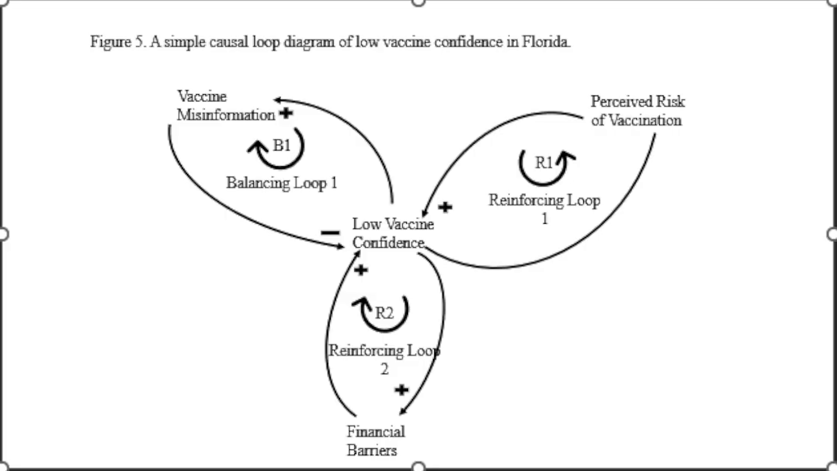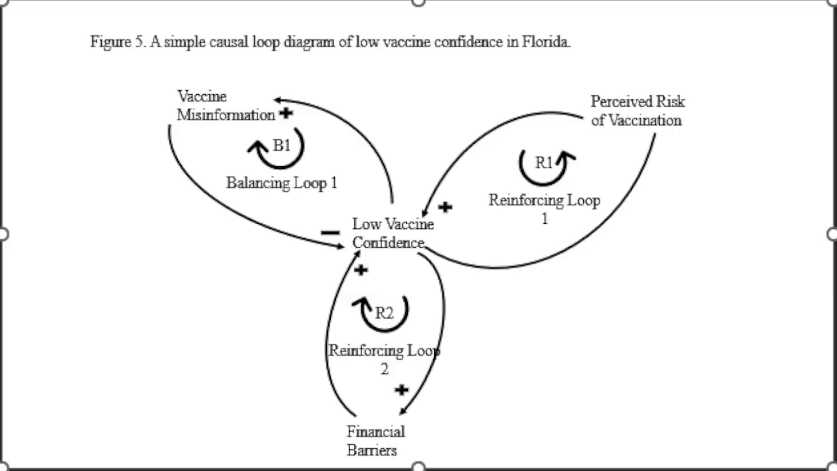Now let's move to the balancing loop B1, shown here on the left side. This one is different. It connects misinformation about vaccines with low vaccine confidence. But instead of reinforcing the problem, this loop is trying to balance it in a way. And here's how. As we see here, vaccine confidence drops, misinformation increases, and that might sound weird to say out loud, but just think about it.